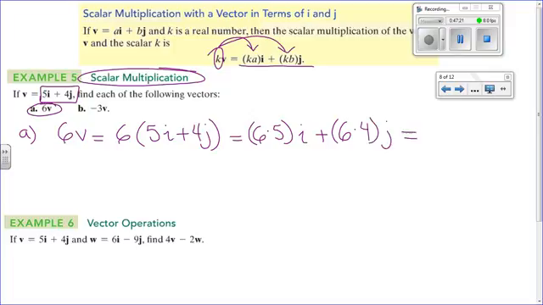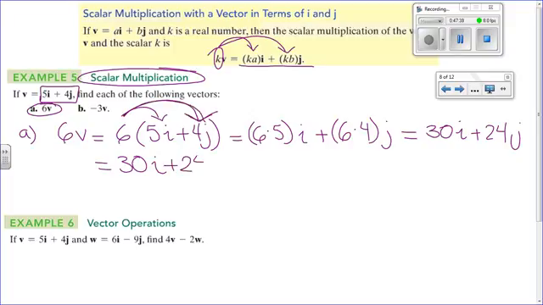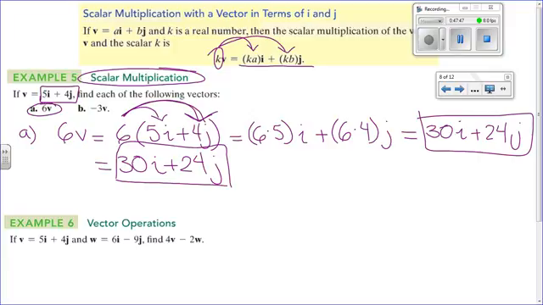And so we will get 30i plus 24j. Now, if you just want to distribute it from here, you will get the same result. So 6 times 5i is 30i, and then 6 times 4j is 24j. Right? So you do get the same result, so that is up to you which way you want to do it, as long as you get to it quickly, before you forget.